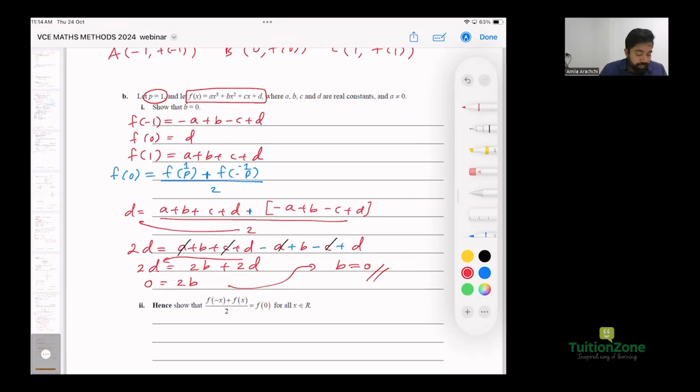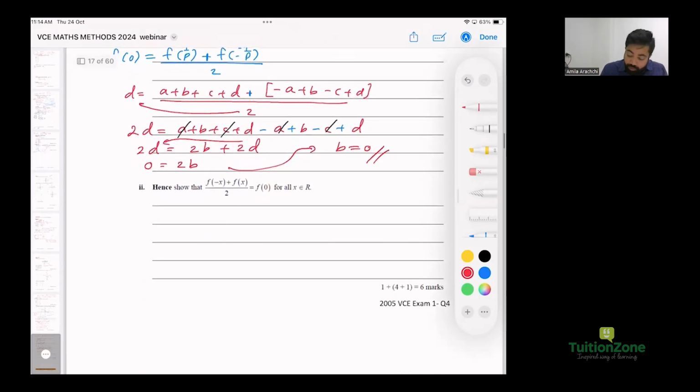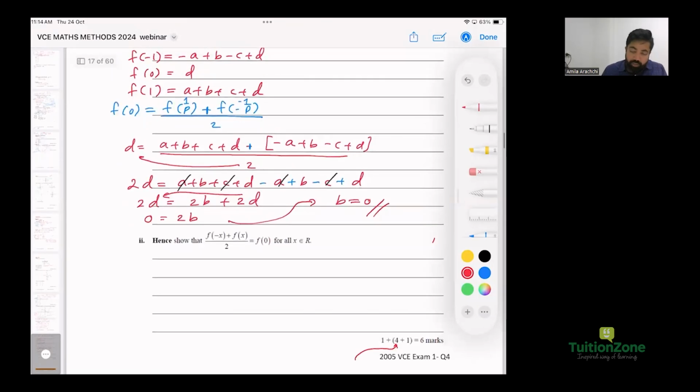Let's see if we can get it. So for this question, I think the part B1 got 4 marks because sometimes most students get confused to get the answer for that. All right, let's try the part 2. Hence show that f of negative x plus f of x divided by 2 equals to f of 0.